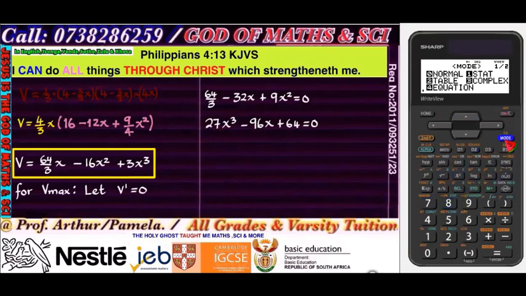So I'm going to go mode, I go table, I type 27 alphabet x raised to the 3rd power, then minus 96 alphabet x raised to the power of 2, plus 64.